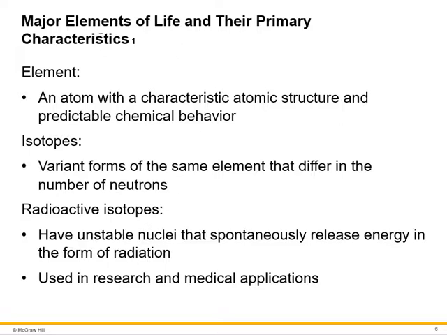So an element is an atom with a characteristic atomic structure and predictable chemical behavior. It's a pure substance that contains only one kind of atom.